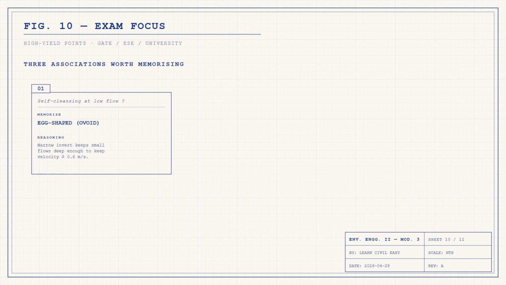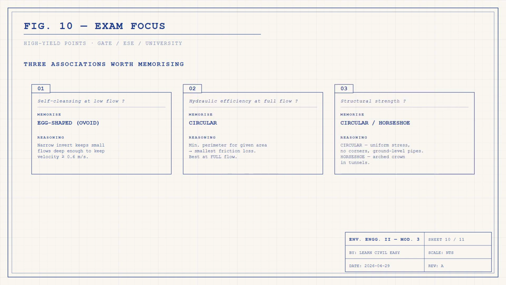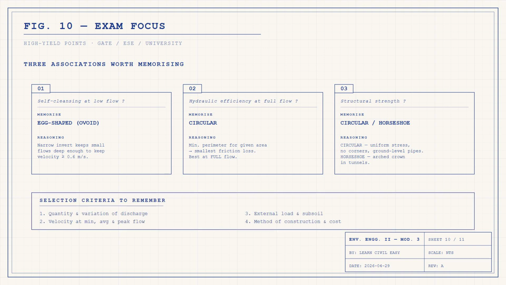For your GATE, ESE, and university exams, three associations are worth memorizing. For self-cleansing at low flow, the egg-shaped ovoid sewer. For hydraulic efficiency at full flow, the circular section. For structural strength against external load, circular for buried pipes, horseshoe for tunnels.